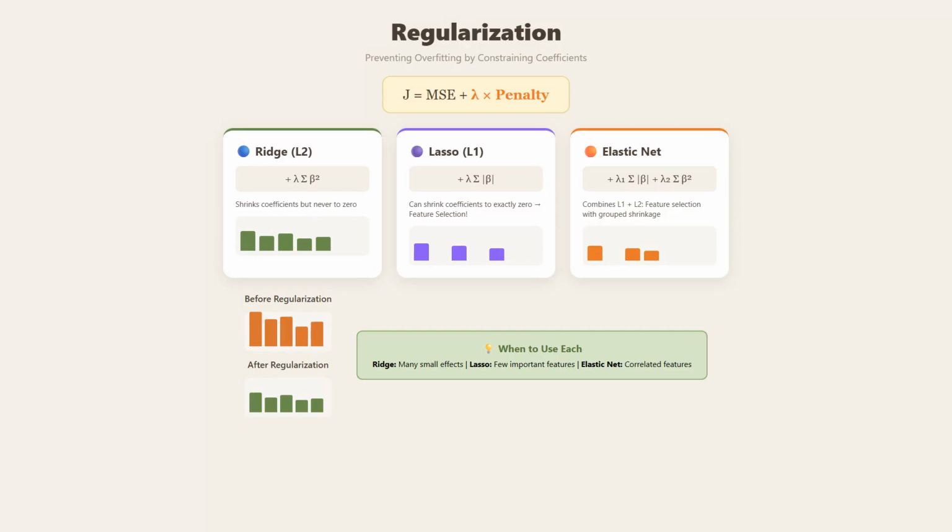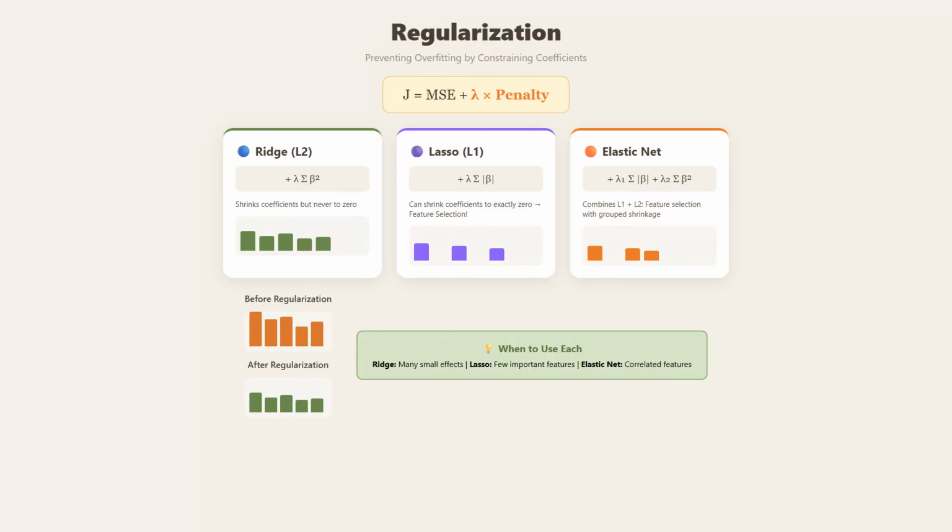Second is Lasso regression, or L1 regularization. Instead of squaring the coefficients, it uses their absolute values. This has a remarkable property. It can shrink coefficients all the way to exactly 0, effectively performing feature selection automatically. Use Lasso when you suspect only a few features really matter and you want to identify them.